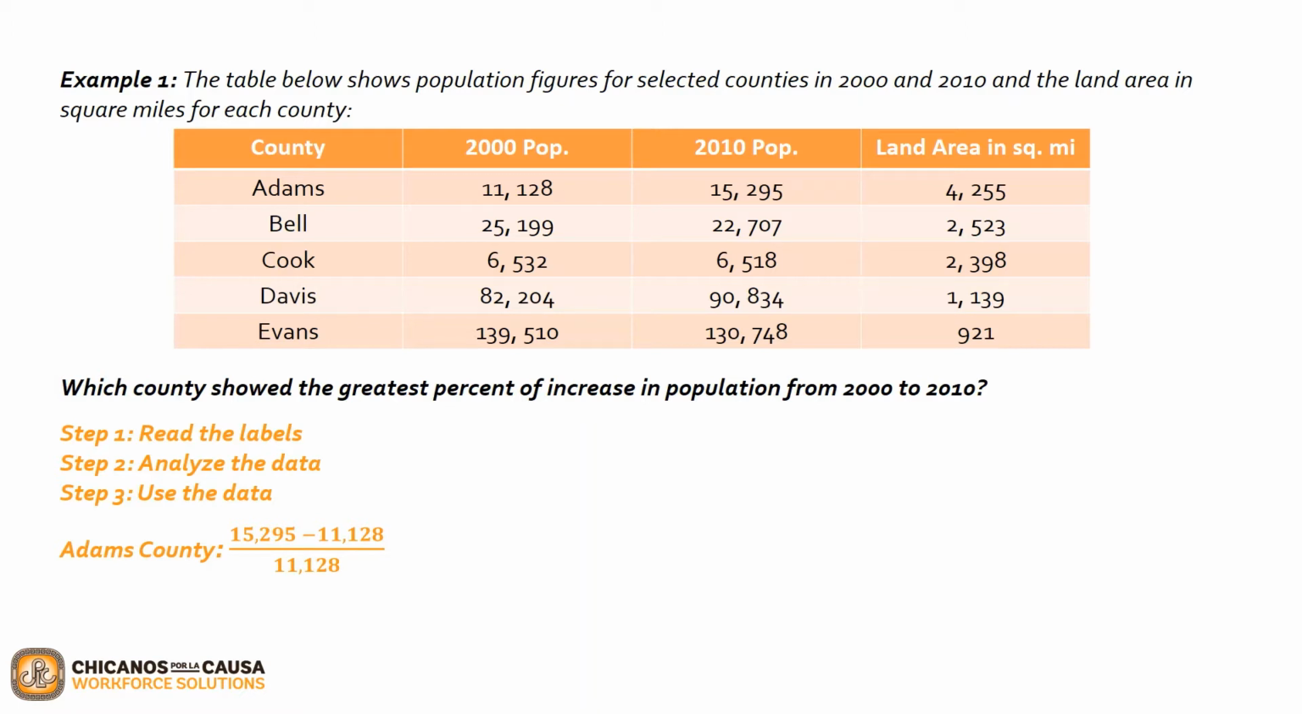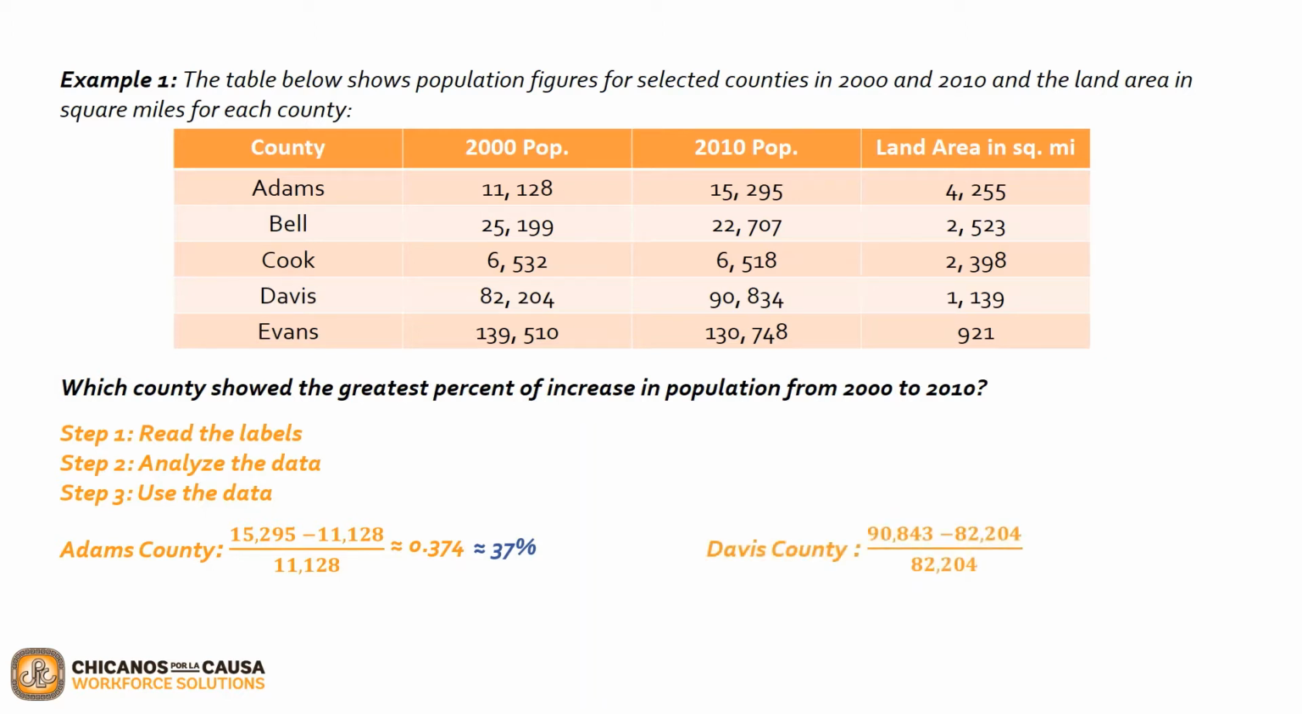So we can see that in 2010, Adams County had a population of 15,295, while in 2000, it had a population of 11,128. Now, in order for us to find the percentage, we're going to go ahead and subtract the 2000 population from the 2010 population and place it over the denominator of the 2000 population. This gives us a decimal of about 0.374, which then, of course, gives us about 37%.